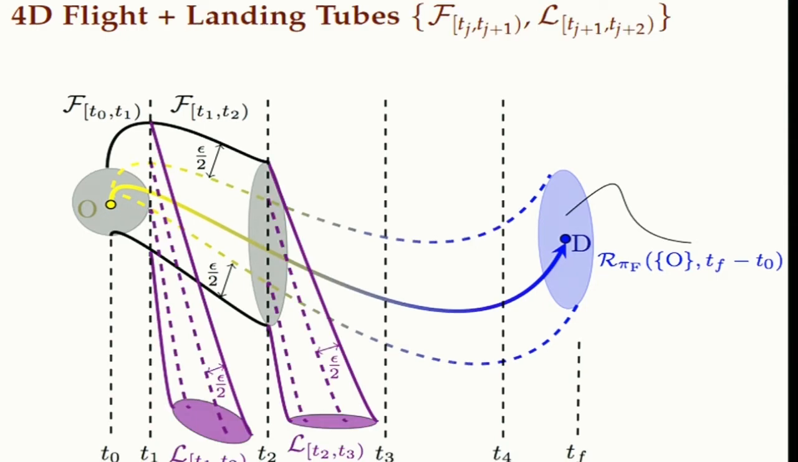Similar to flight tubes, there should also be landing tubes. So if a drone indeed decides that at time t1 I'm going to land, then there should be some uncertainty. It will also experience wind. So there will be some reachable tube that is described by these dashed boundaries, and again, that is engulfed through epsilon by 2. So just like flight tubes, there are landing tubes. Just like f t0 t1, there is some l t1 t2 and so forth.